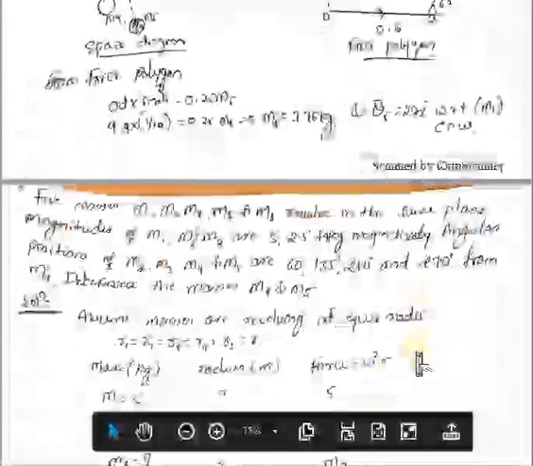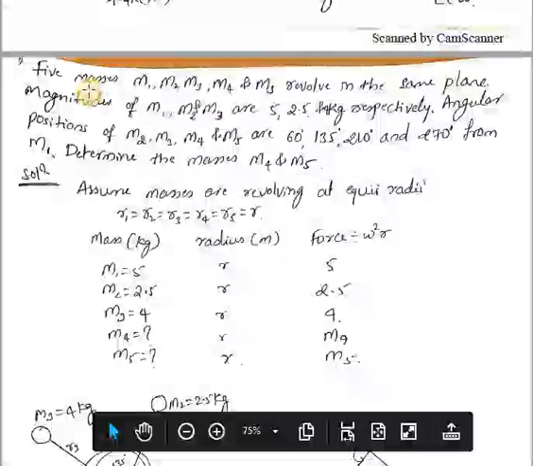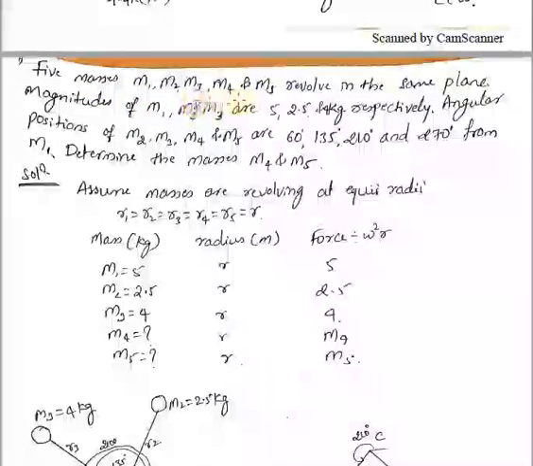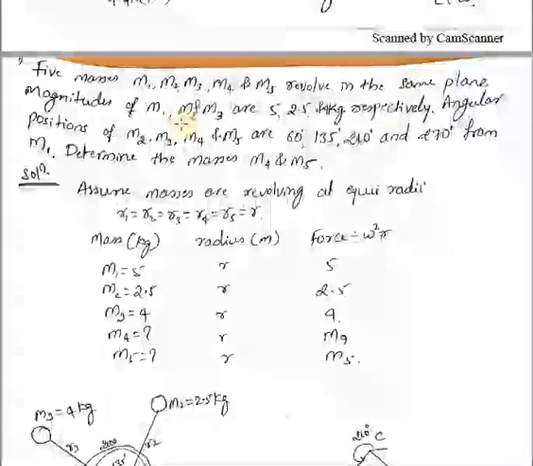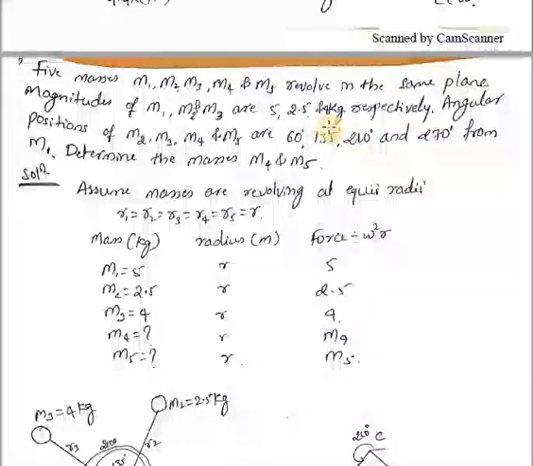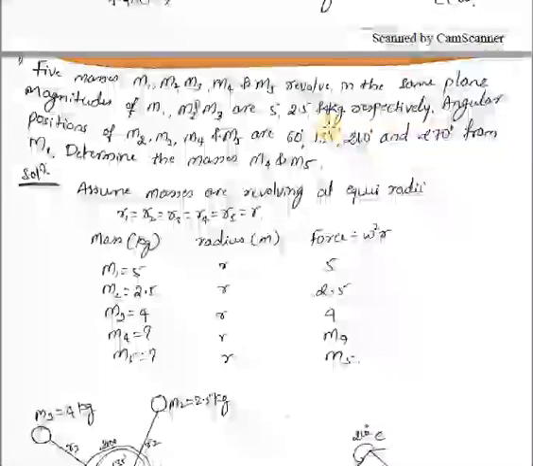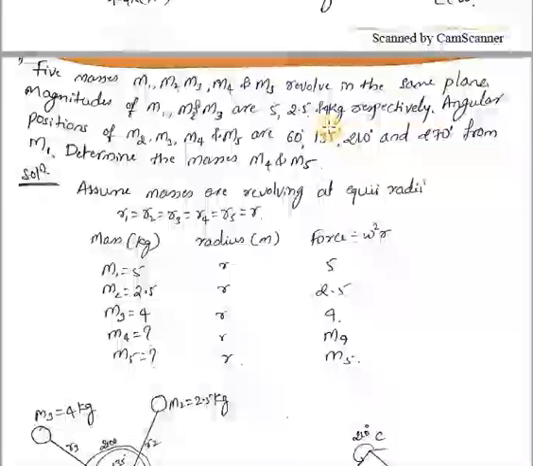Now moving further, the next problem. The statement is: 5 masses M1, M2, M3, M4 and M5 revolve in the same plane. So these problems are for the rotating masses which are in the same plane. Magnitudes of M1, M2 and M3 are 5, 2.5 and 4 kg respectively. Angular positions of M2, M3, M4 and M5 are 60 degree, 135 degree, 210 degree, 270 degree from M1. Determine the masses M4 and M5.